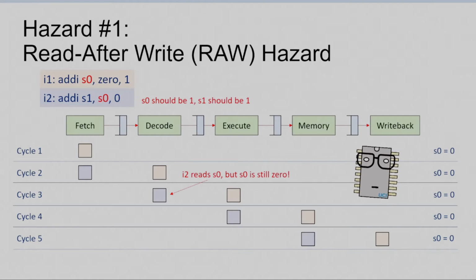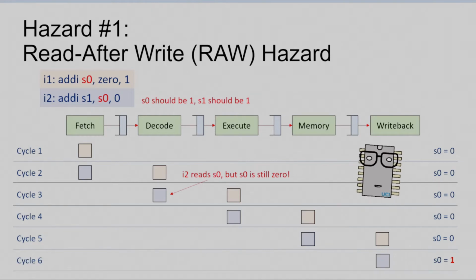So we keep going, and at the end of the write back stage, as the first instruction is retired, S0 is now finally updated. But it's too late for that result to have any effect on instruction 2, because instruction 2 has already read the value of what it thought was the correct value of S0 back in cycle 3.